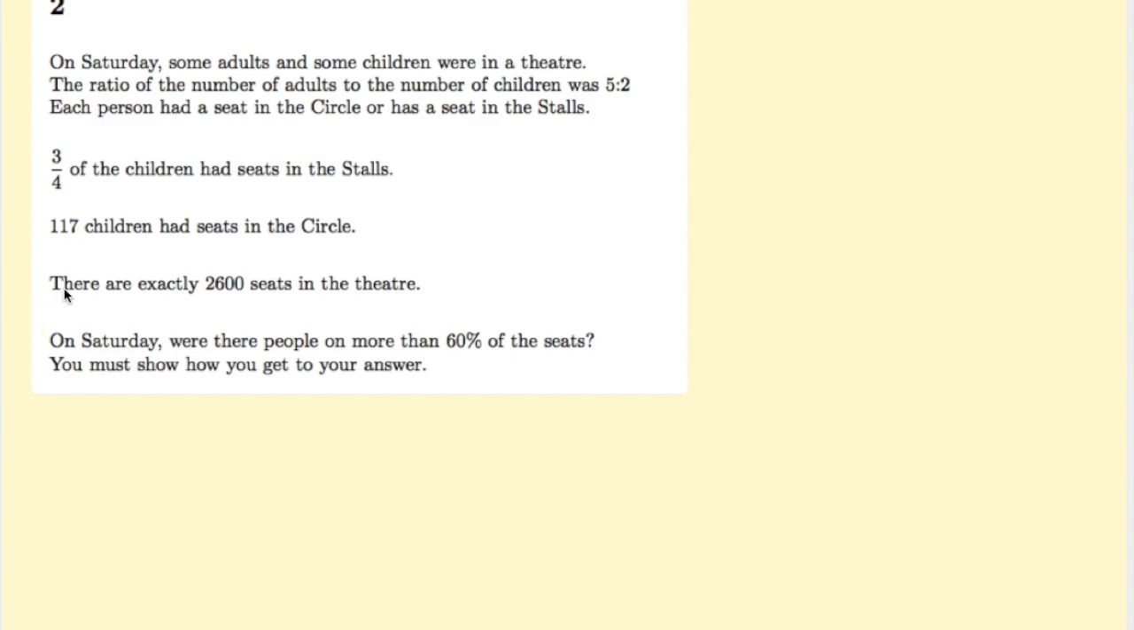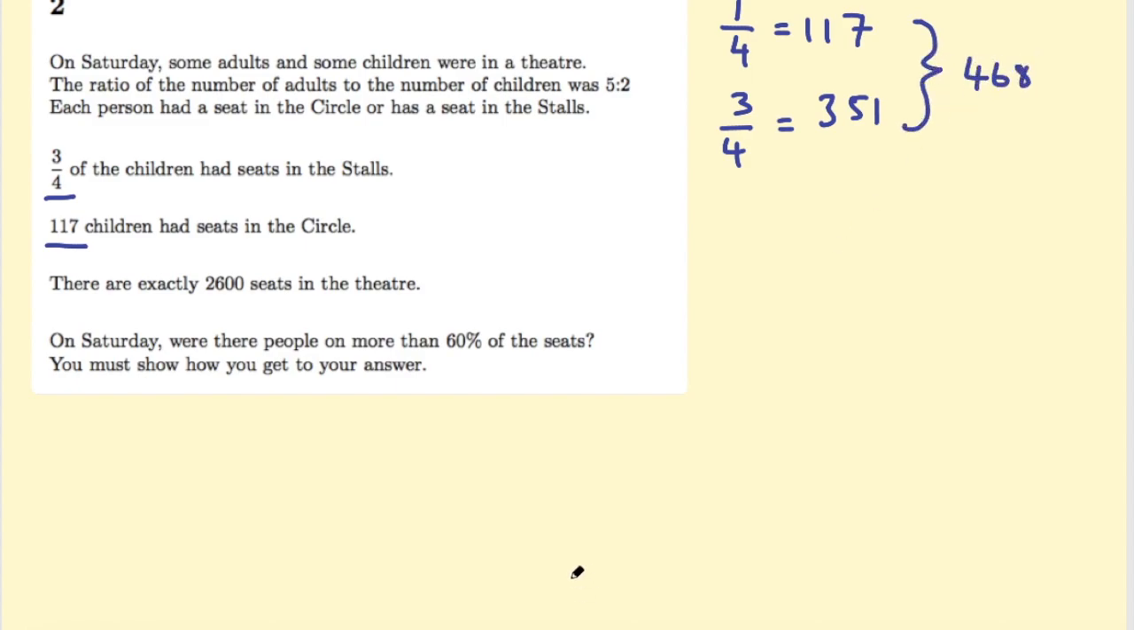Okay, so the first thing I would notice is that it's giving you the amount of children in these two figures. You need to use your knowledge of basic fractions to figure out how many children in total there are. So you know that 1/4 of the children equals 117. That's what that's telling you. Then 3/4, well, you need to multiply that number by 3. 3/4 will be 351, and then therefore the total number will be 468.